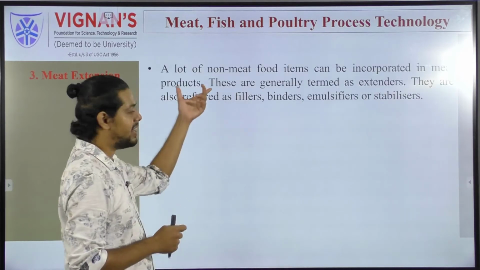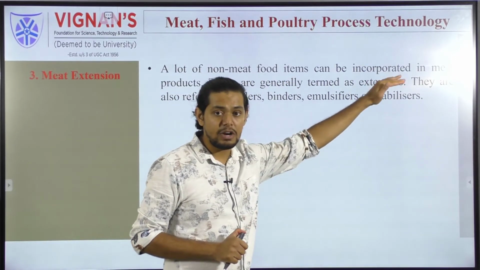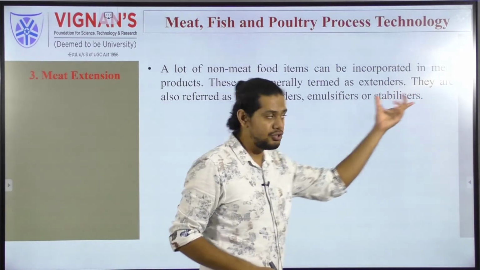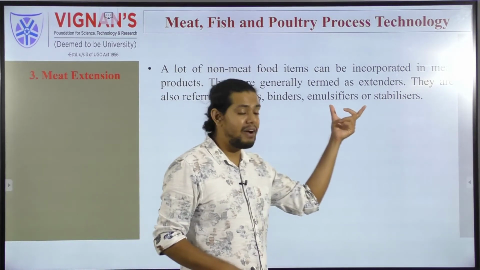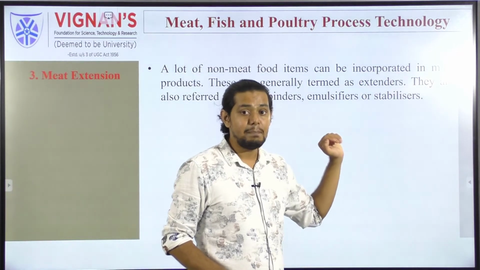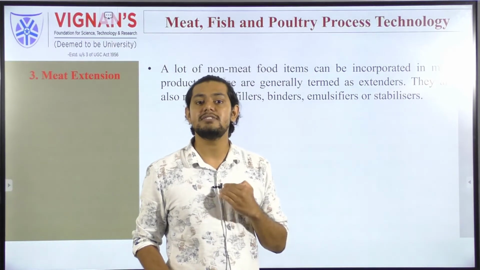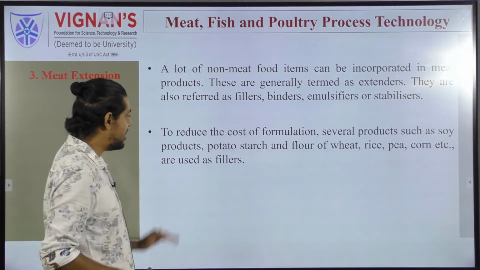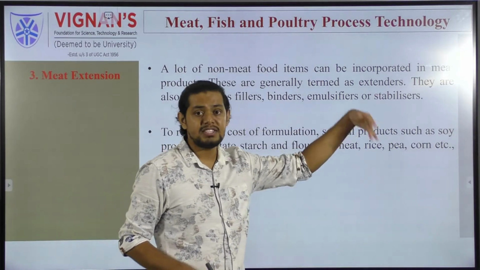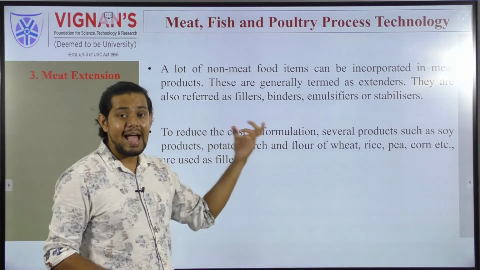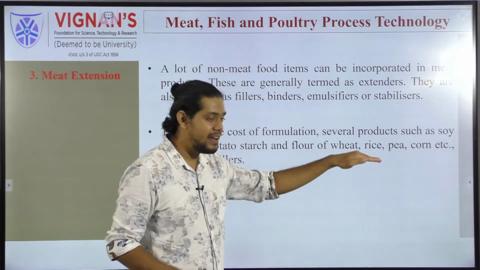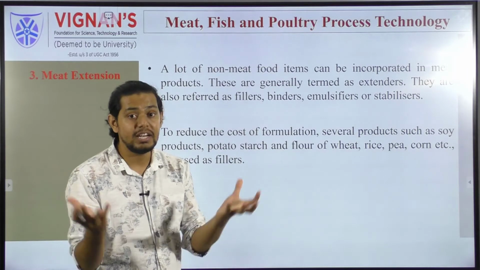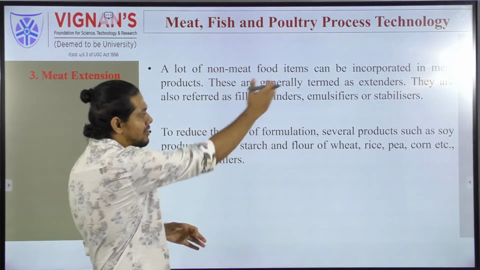As we are already aware, a lot of non-meat food items can be incorporated in meat products. These are generally termed as extenders. They are also known as fillers, binders, emulsifiers, or stabilizers. These are the important extenders used in the meat industry for the preparation of different meat products. To reduce the cost of formulation, products such as soy protein, potato starch, and flour of wheat, chickpea, rice flour, etc. can be added. They improve the palatability characteristics as well as the overall quality of the meat product. So they are called extenders.